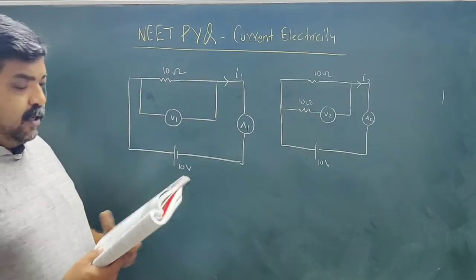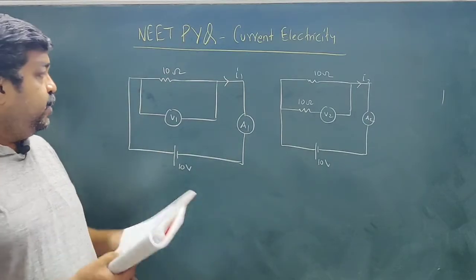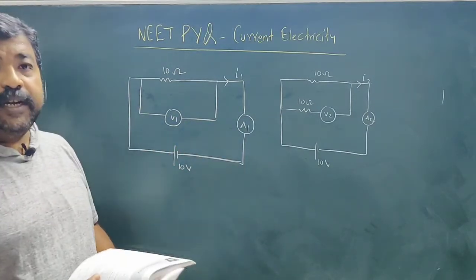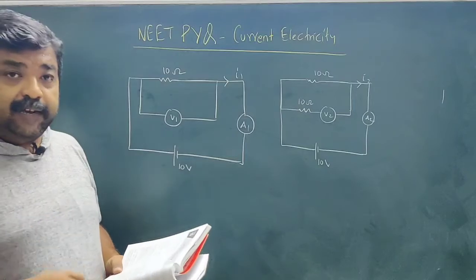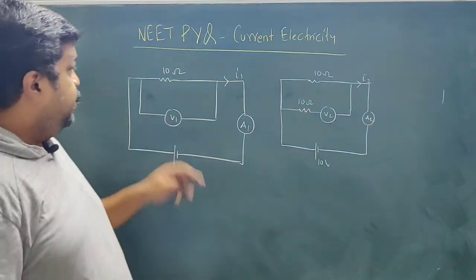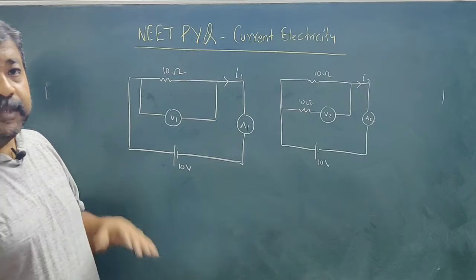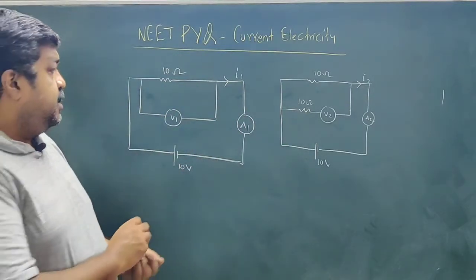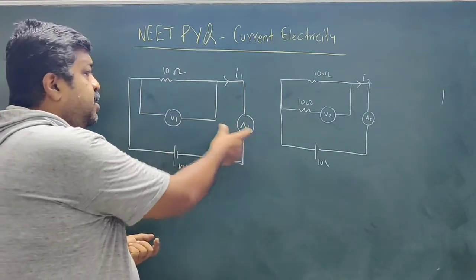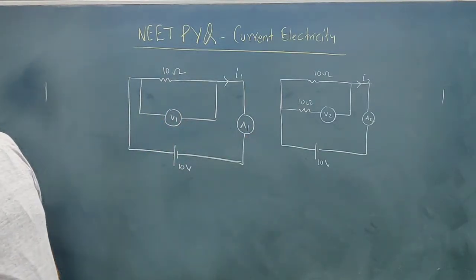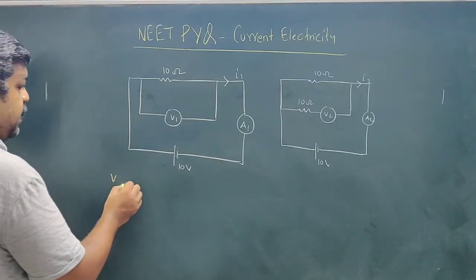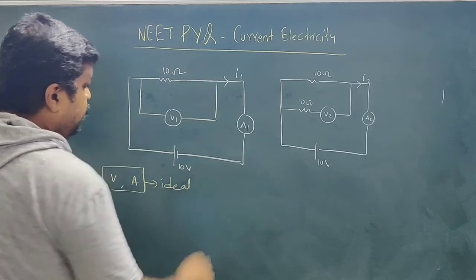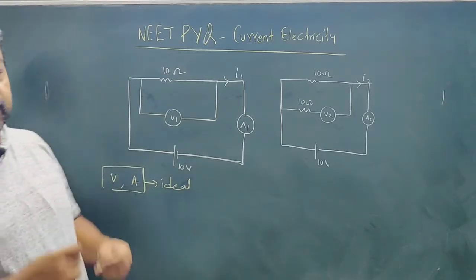Now see, we have to compare whether V1 and V2 are equal or unequal. If they are unequal, which one has the greater value or lesser value? Now, in current electricity, if any circuit is given, you have to assume that the ammeter and voltmeter are ideal. This is the first thing you need to assume or consider.